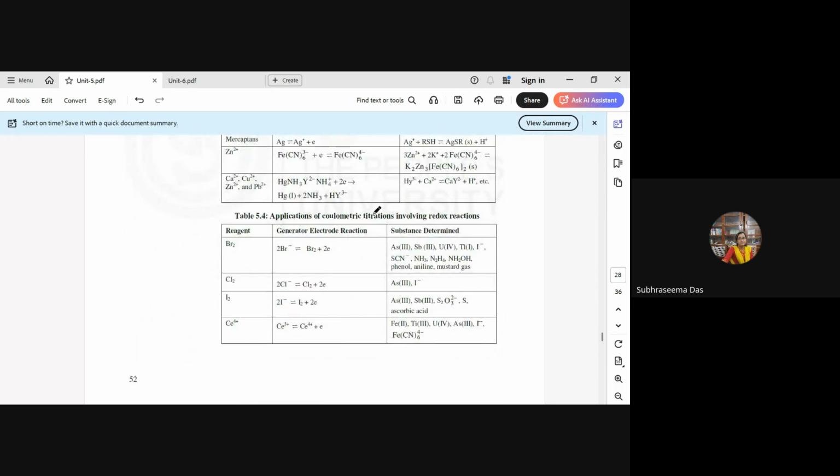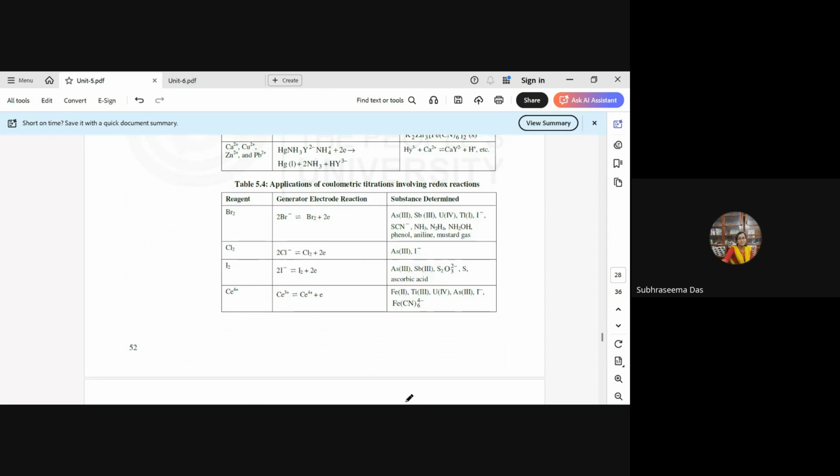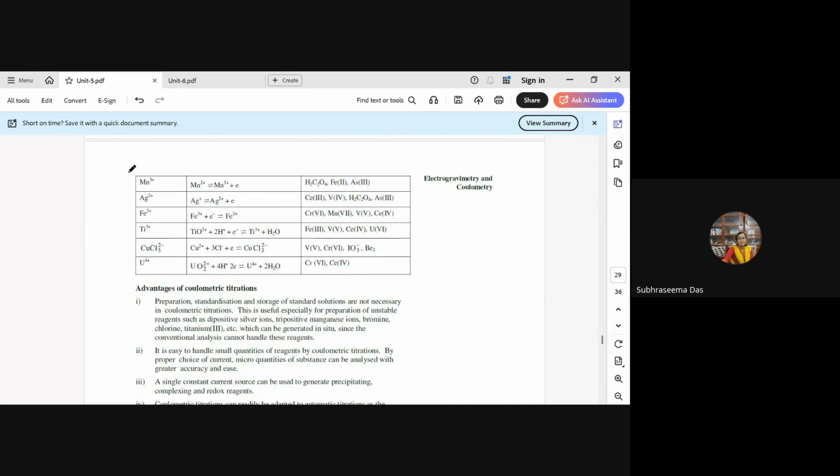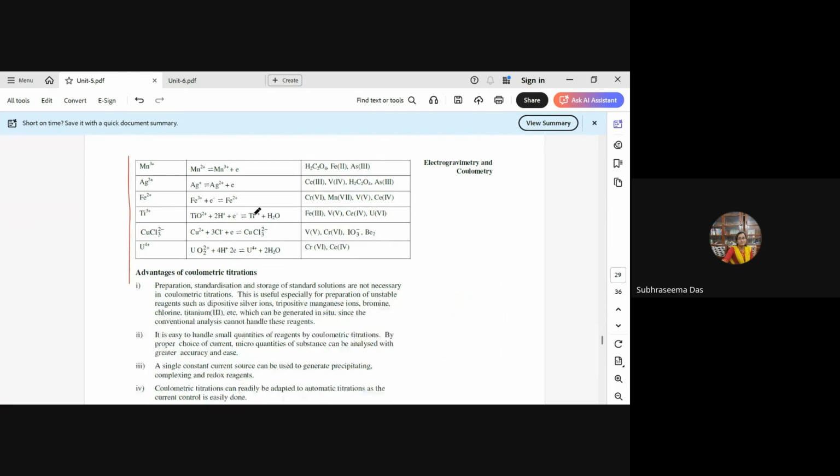Table 5.4 shows some of the applications of coulometric titrations involving redox reactions. If the reagent is bromine, then the generator electrode reaction is Br minus forming Br2, and the substance to be determined can be phenol, mustard gas, aniline, etc. If the reagent is Cl2, then the substances that can be determined are arsenic 3 and iodide minus. Likewise, these are some of the applications of coulometric titrations that involve redox reactions. A list of other applications involving other ions has been shown here.